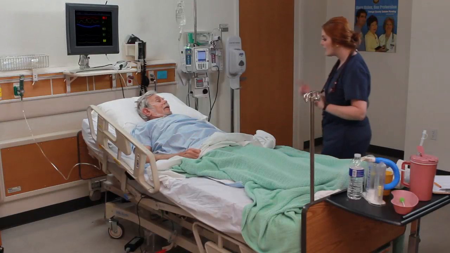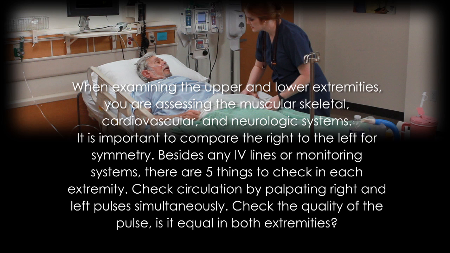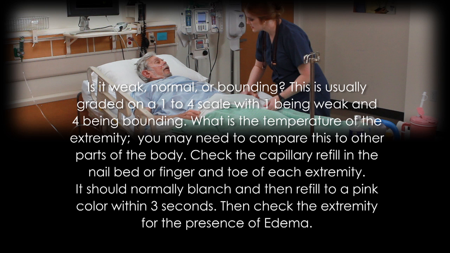All right. Now I need to look at your arms. When examining the upper and lower extremities, you are assessing the musculoskeletal, cardiovascular, and neurologic systems. It is important to compare the right to the left for symmetry. Besides any IV lines or monitoring systems, there are 5 things to check in each extremity. Check circulation by palpating right and left pulses simultaneously. Check the quality of the pulse. Is it equal in both extremities? Is it weak, normal, or bounding? This is usually graded on a 1 to 4 scale, with 1 being weak and 4 being bounding.